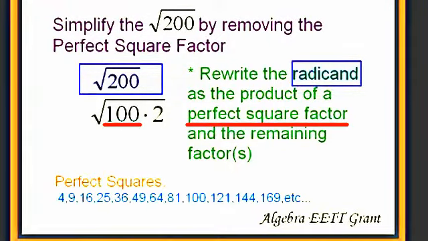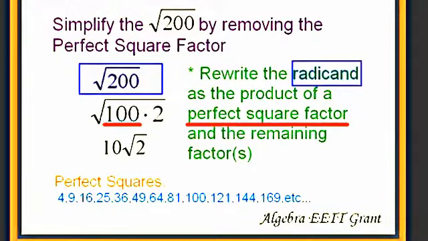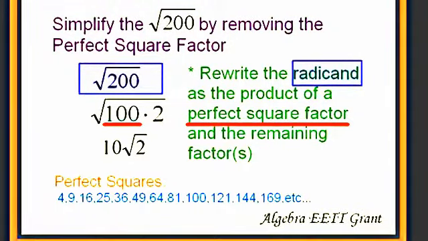Now, why did we do that? Since these numbers are multiplied, we can look at them as square roots of each number. The square root of 100 is 10, and the square root of 2 does not simplify. So simplified, the square root of 200 is 10 square roots of 2.